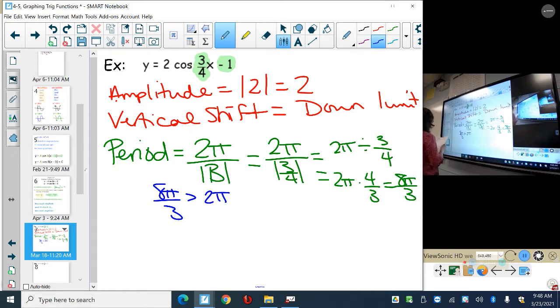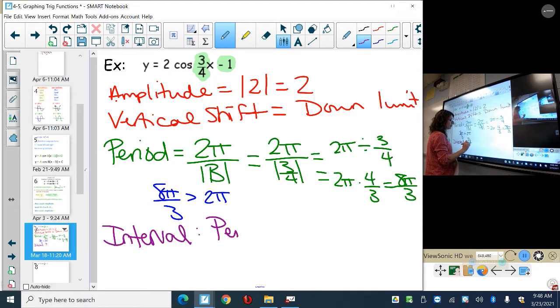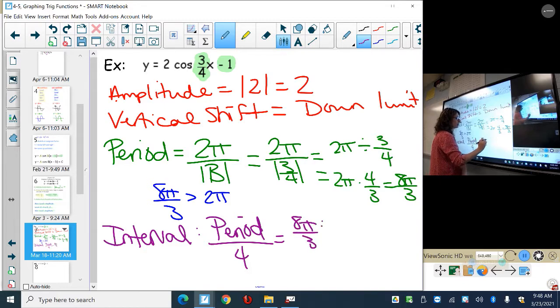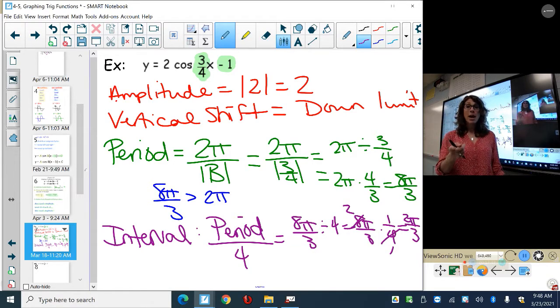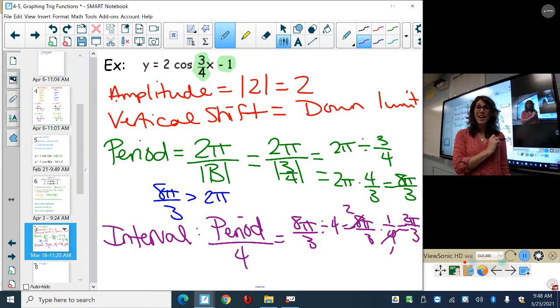Okay? So after we find our period, the next thing I want to do is find our interval. Our interval is going to be our period divided by 4. So I'm going to have 8 pi over 3 divided by 4, so that's 8 pi over 3 times 1/4. That's going to reduce down to 2 pi over 3. What this means is, for me to land on my quadrant angles nicely, like I had in my previous example, I'm going to add 2 pi over 3 units for my calculation.